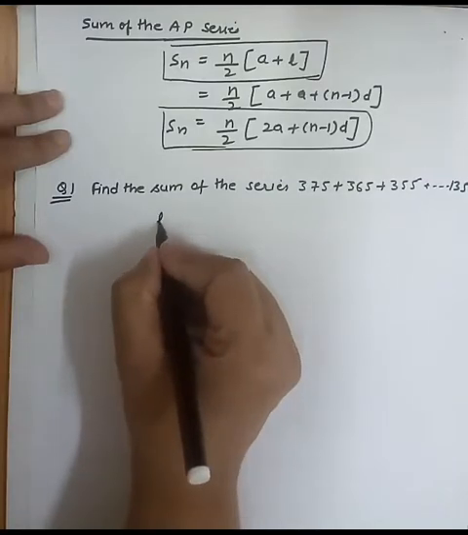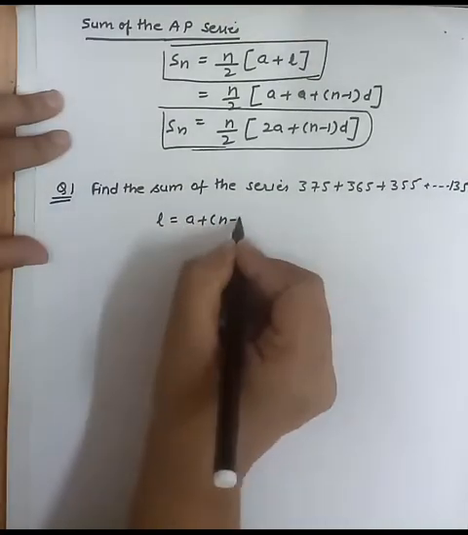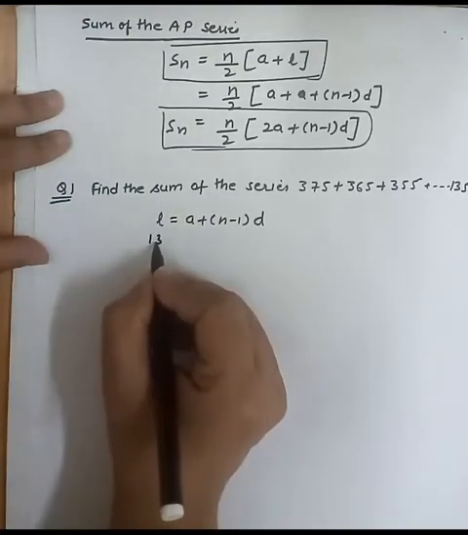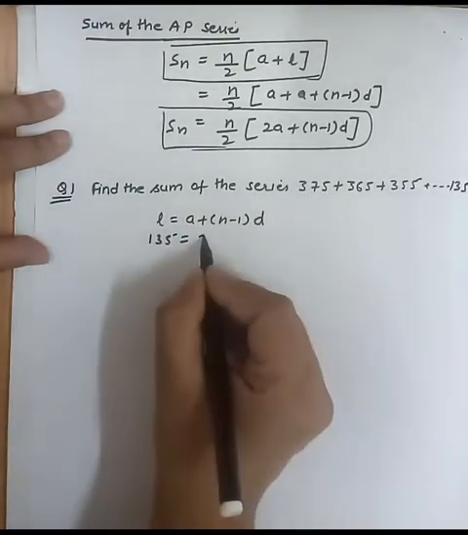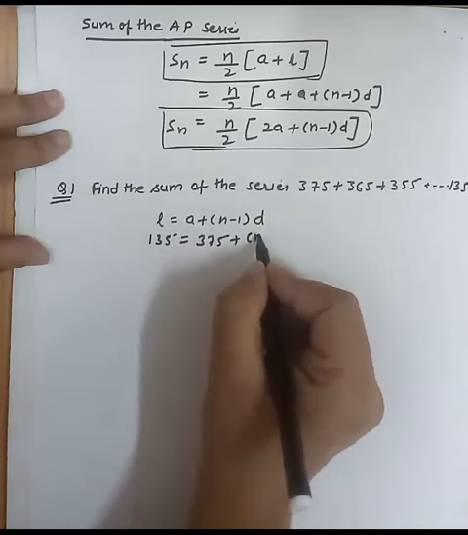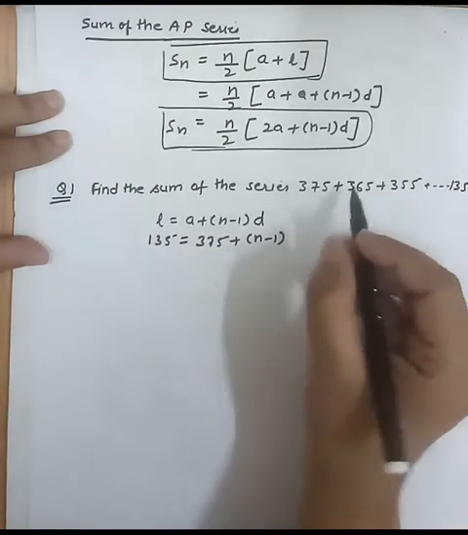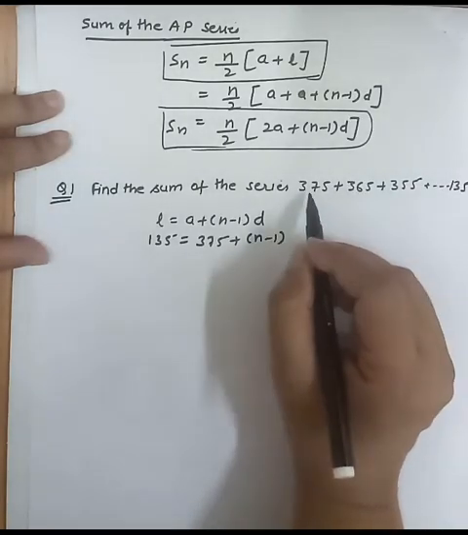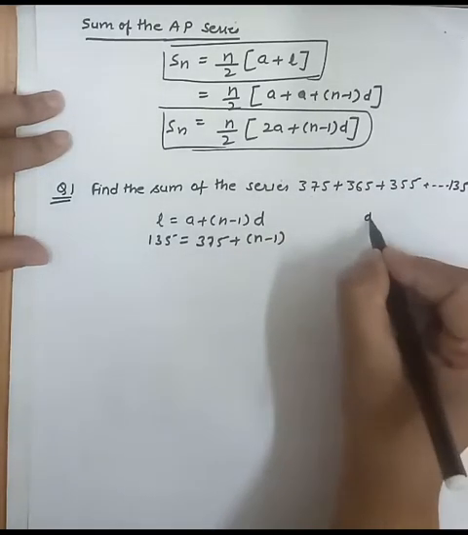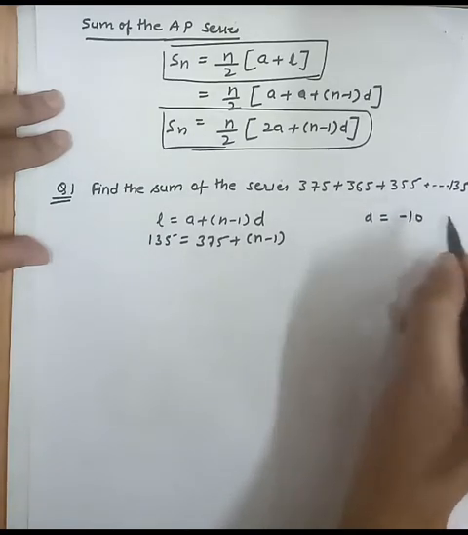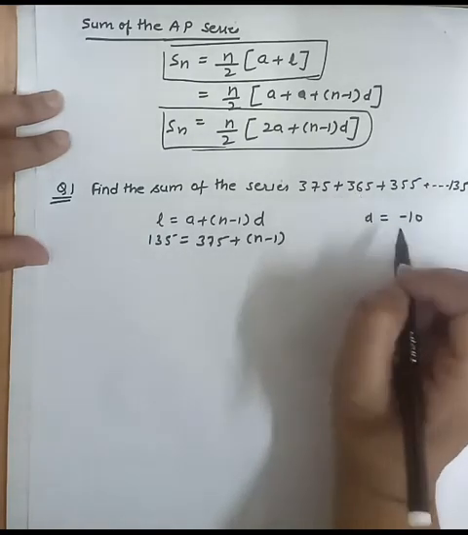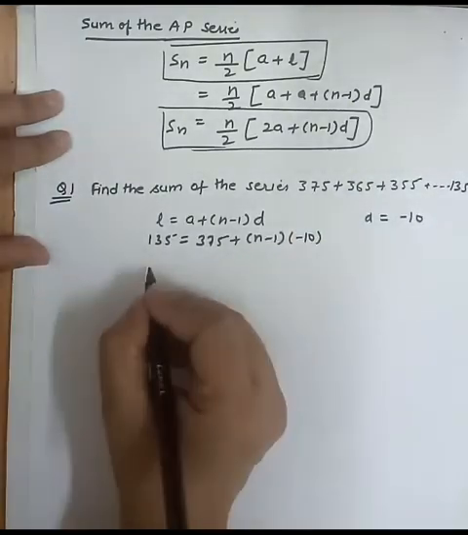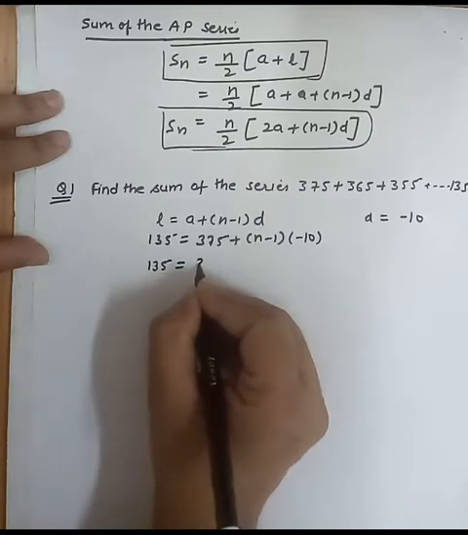So we can apply L equal to a plus (n minus 1) d, as we know this formula. Here L is 135, a is our first term 375, and d is the consecutive difference between the two numbers. This is 365 minus 375, which means minus 10, so d equal to minus 10. 355 minus 365 is also minus 10. Now solve this equation.